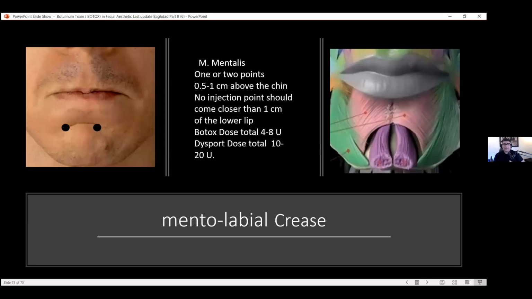Another area in the lower third is the mentolabial crease, which is actually related to the mentalis muscles. At this point, it's important to use 1 to 2 points according to the cobblestone, according to how many wrinkles, and whether the patient is hyperkinetic, kinetic or hypertonic, as I described before.